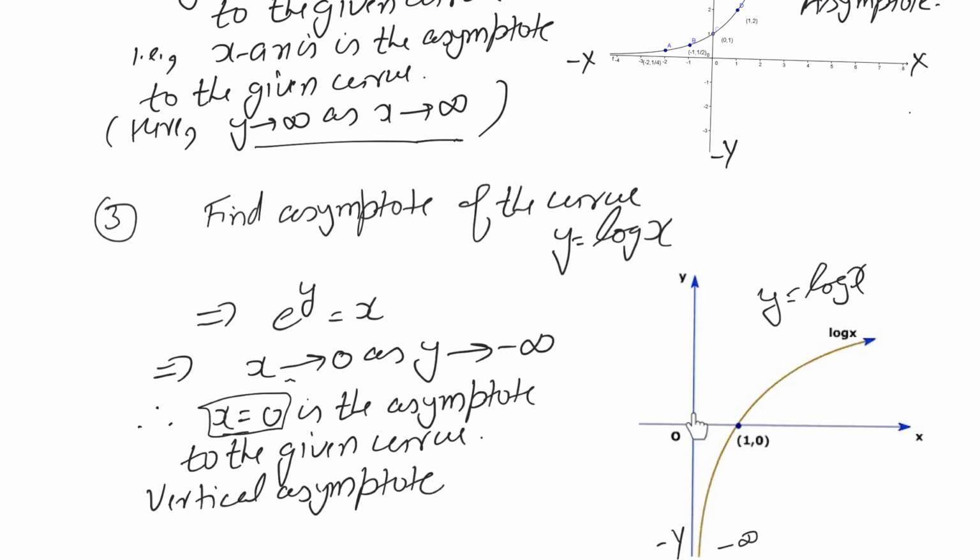So asymptote is a shadow. Once again we have shown that asymptote is a shadow to the curve.